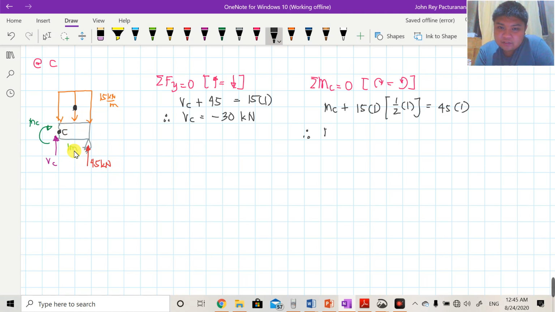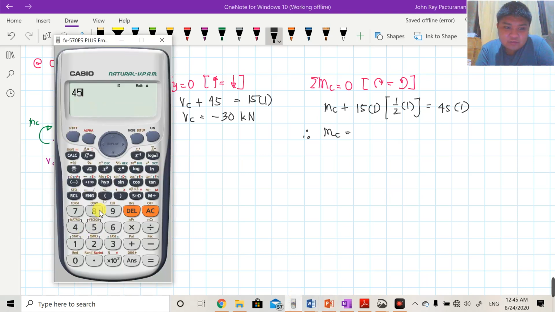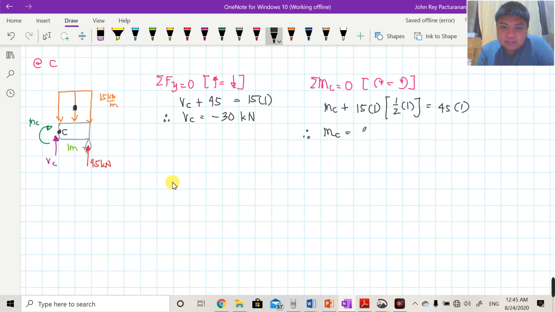So, ito na yung magiging equation natin. Therefore, ang moment at C natin is equal to, okay, no? So, compute mo na lang siya. So, 45 times 1 minus 15 times 1 tapos 1/2 times 1. Okay? So, ang sagot natin ay 37.5 kilonewton meter. So, ayan, nasolve na natin, class, yung tinatanong dito sa problem natin.